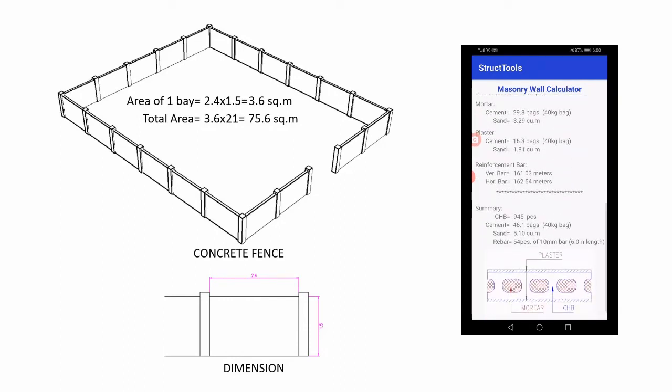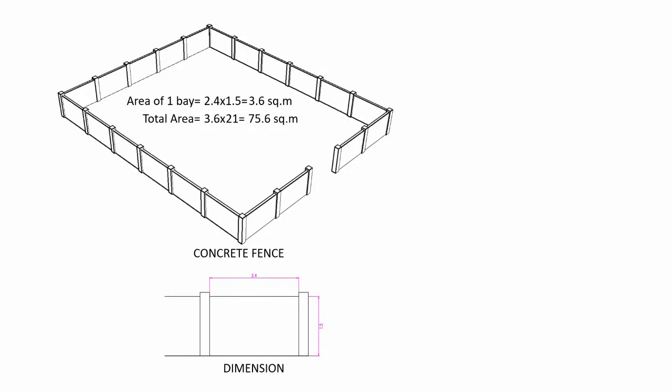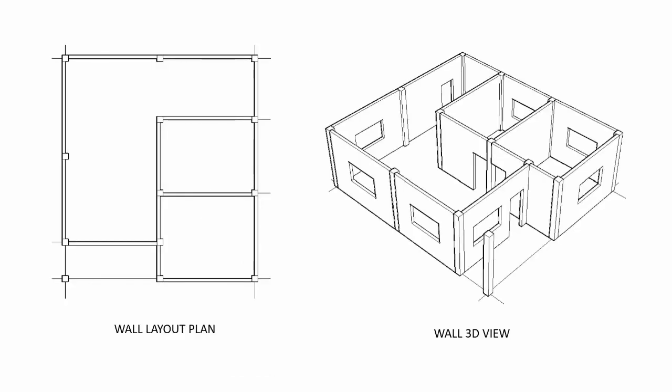We'll try another example here. This is a simple house. On the left side is the wall layout, and on the right side is the wall 3D view. In this house we have 7 windows and 4 doors. Assuming all windows have the same sizes and all doors have the same sizes, just for simplicity. This is not an actual house, this is for demonstration only.